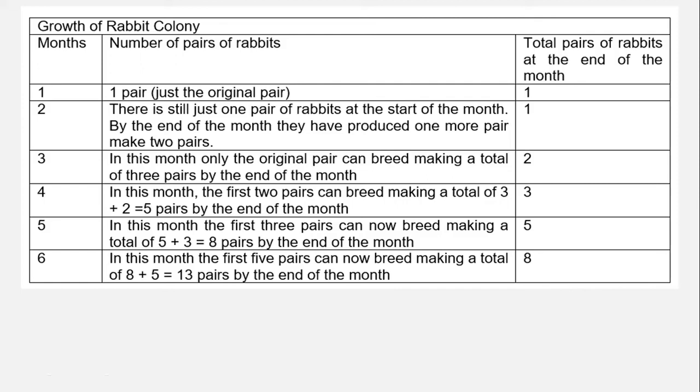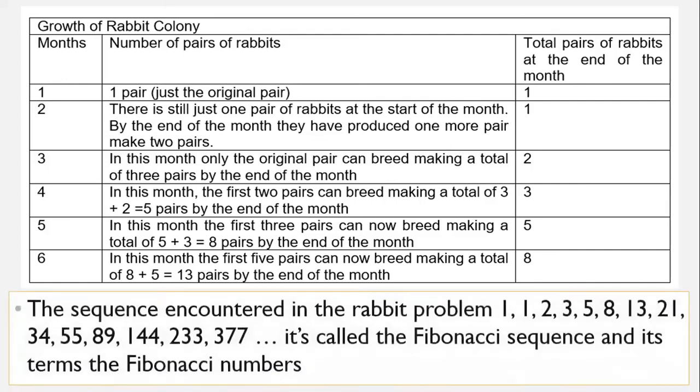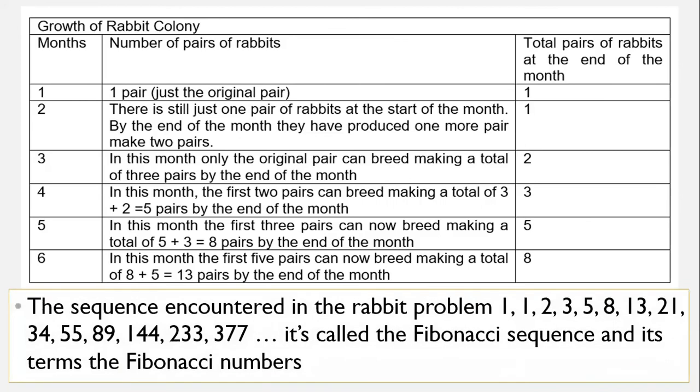Fibonacci numbers can also be seen in the growth of a rabbit colony. The table shows the number of pairs of rabbits from the first month up to the sixth month. Total pairs of rabbits at the end of the month are 1, 1, 2, 3, 5, and 8. And you have noticed that these are Fibonacci numbers. The sequence encountered in the rabbit problem, 1, 1, 2, 3, 5, 8, 13, 21, 34, 55, 89, 144, 233, 377, and so on, is called the Fibonacci sequence, and its terms are the Fibonacci numbers.